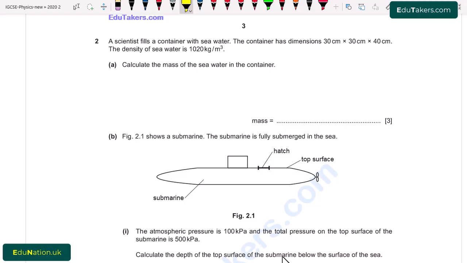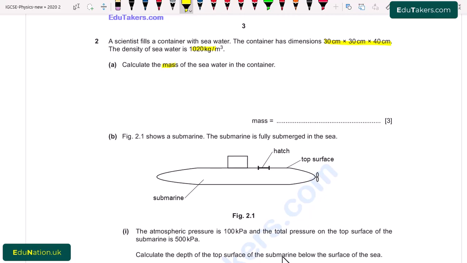Question number 2. A scientist fills a container with seawater. The container has dimensions of 30 cm by 30 cm by 40 cm. The density of seawater is 1020 kg per meter cube. Part A. Calculate the mass of the seawater in the container.